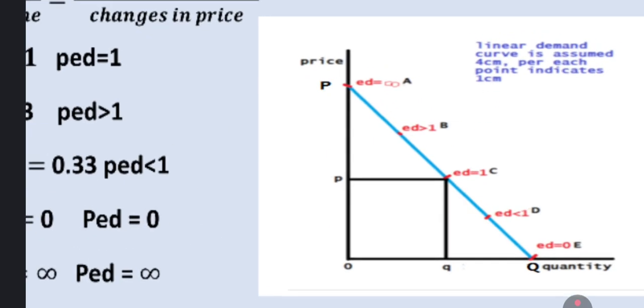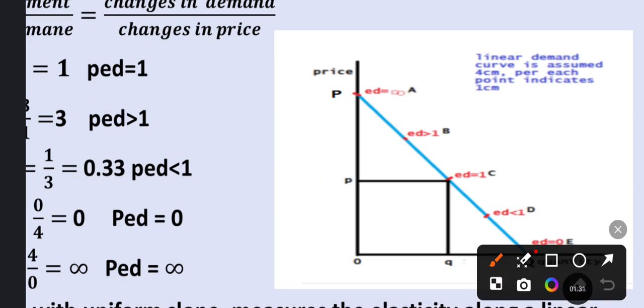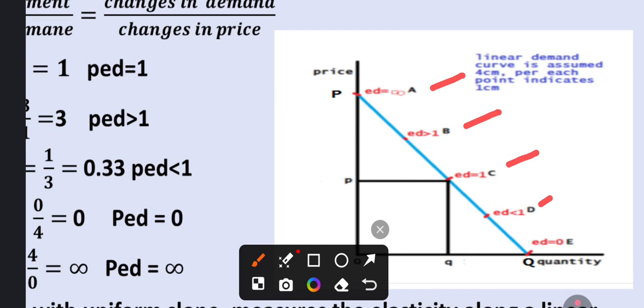If you observe the diagram, Ed is equal to infinity. Ed is greater than 1. Ed is equal to 1. Ed is less than 1. Ed is equal to 0. So, perfectly elastic demand, perfectly inelastic demand, unitary elastic demand.